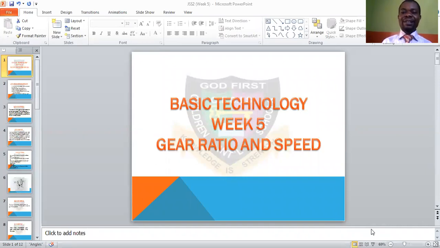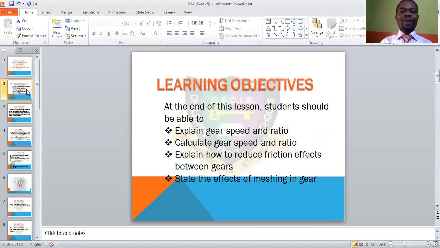this lesson, talking about the learning objectives. That is, at the end of this lesson, you should be able to: 1, explain gear speed and ratio; 2, calculate gear speed and ratio; 3, explain how to reduce friction effects between gears; and lastly, state the effects of meshing a gear.